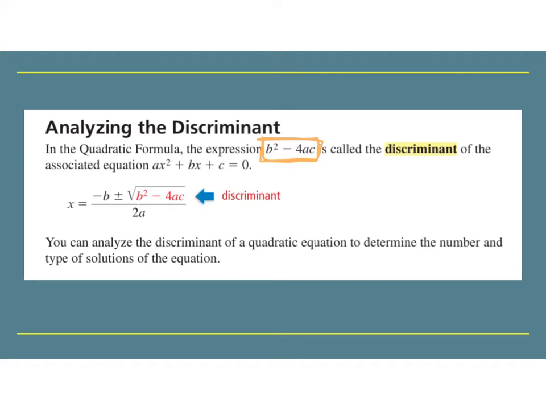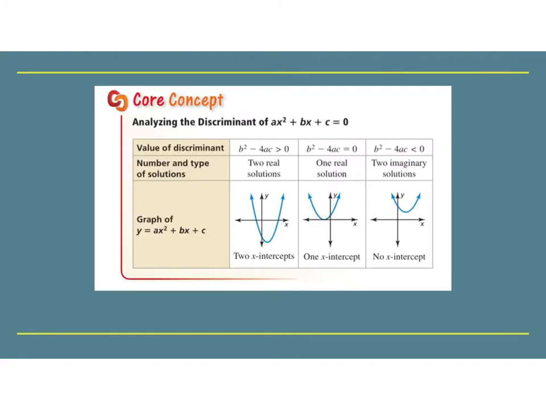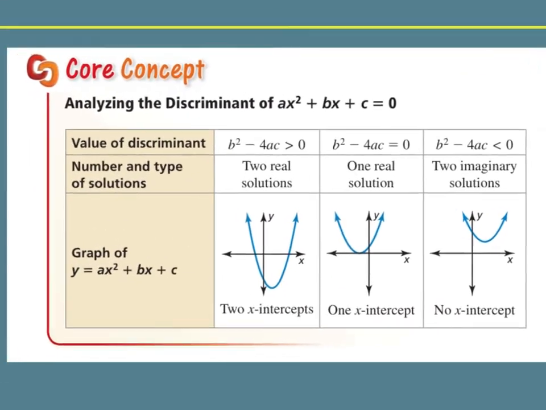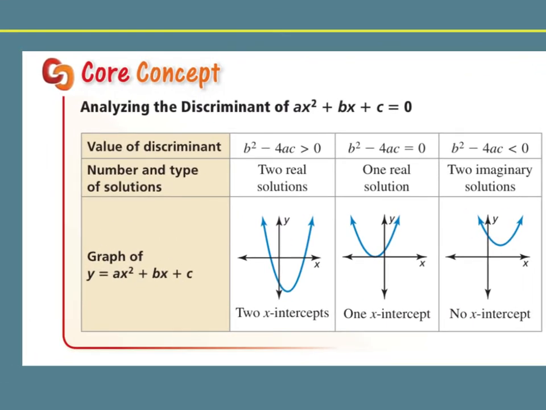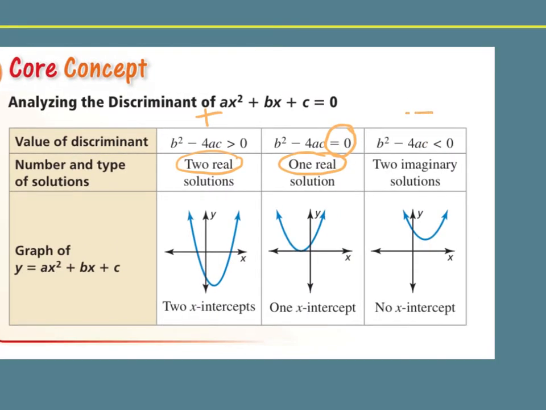So nothing's different from our quadratic formula. All we're looking at is what's under the square root, so just this b squared minus 4ac. When the value of our discriminant is a positive number, we have two real solutions. When our discriminant is equal to 0, we have one real solution. And when our discriminant is a negative number, then we have two imaginary solutions.